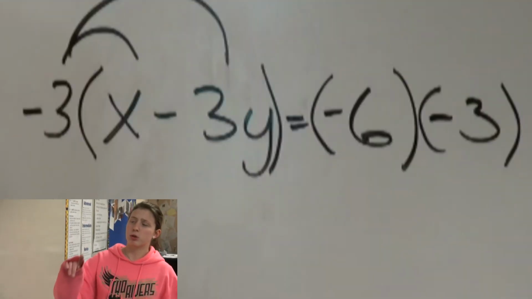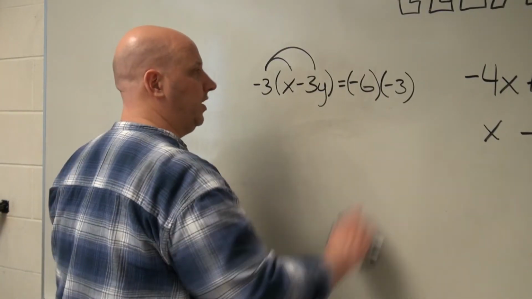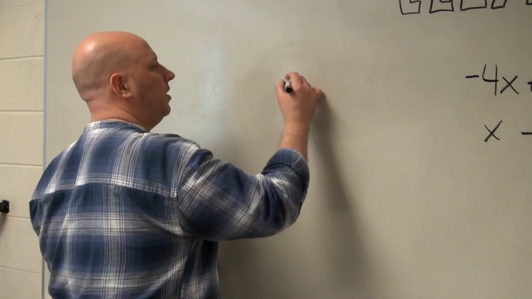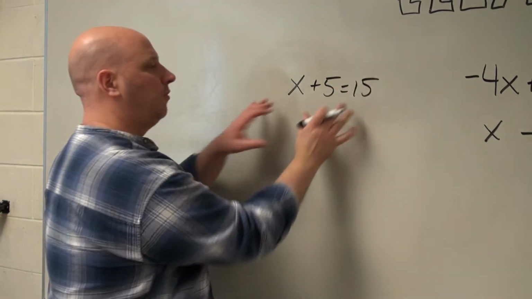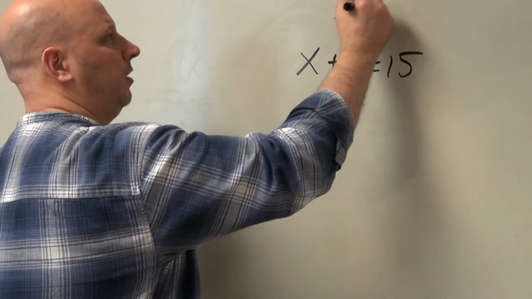Hold on a second. Why do I have to multiply every term? That's a great question, Isabel. Let me erase this problem for a second and give you an example that might make more sense to you, okay? I'm going to give you a simple equation: x plus 5 is equal to 15. For this equation, what is x equal to? 10. Right.